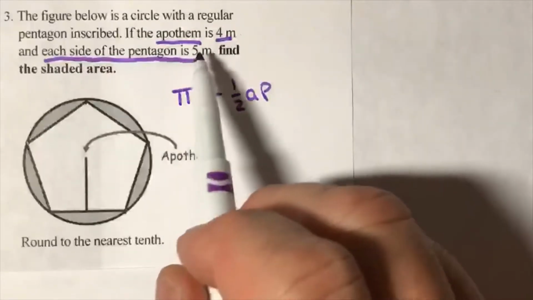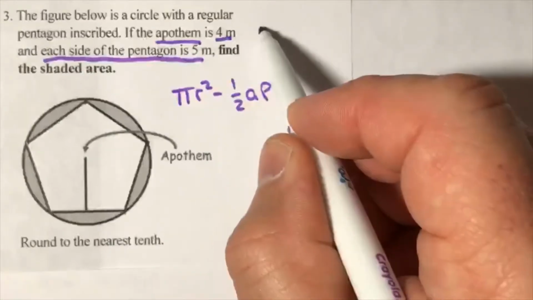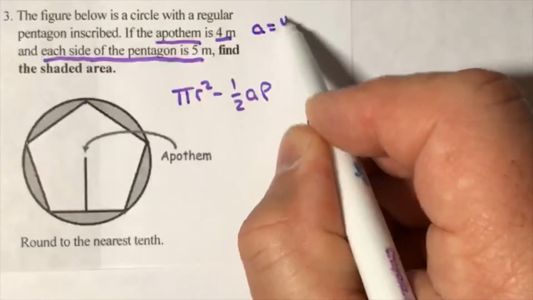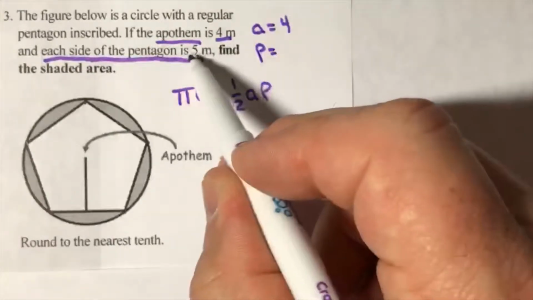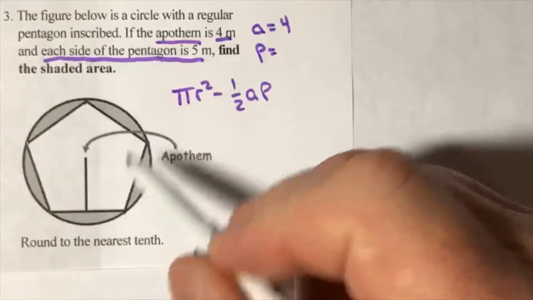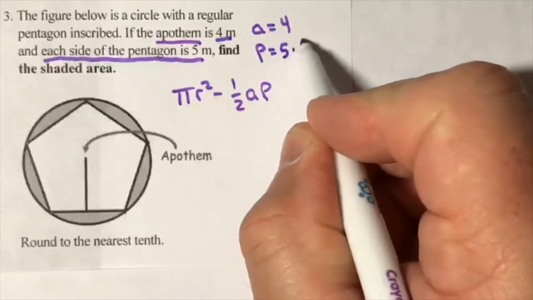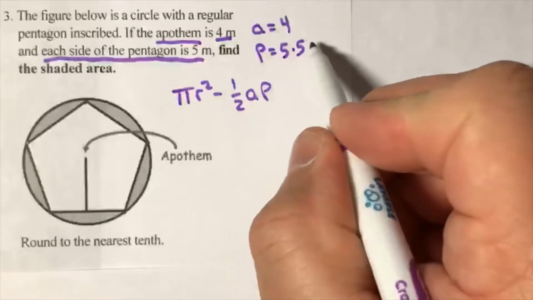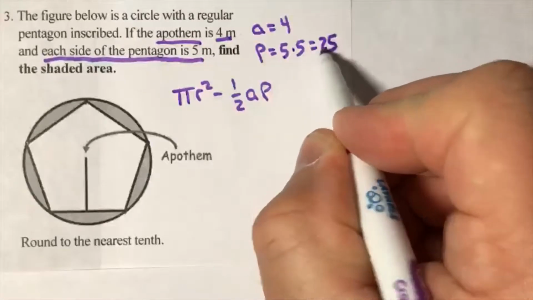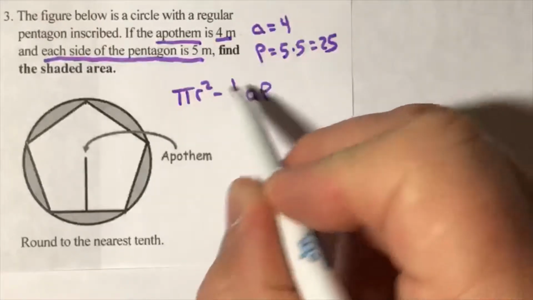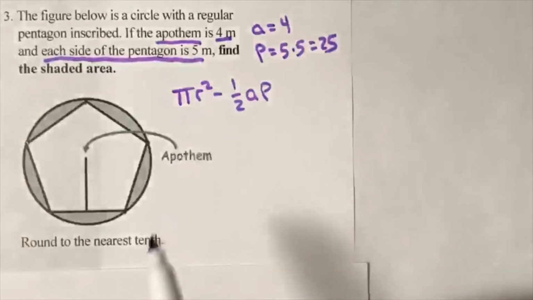All right, if we know the apothem, make a little note. A equals 4, and P equals, if one side is 5 and I have 5 equal sides, 5 times 5, okay, that'll equal 25. Now I know these two. Radius is the one that we have to find.